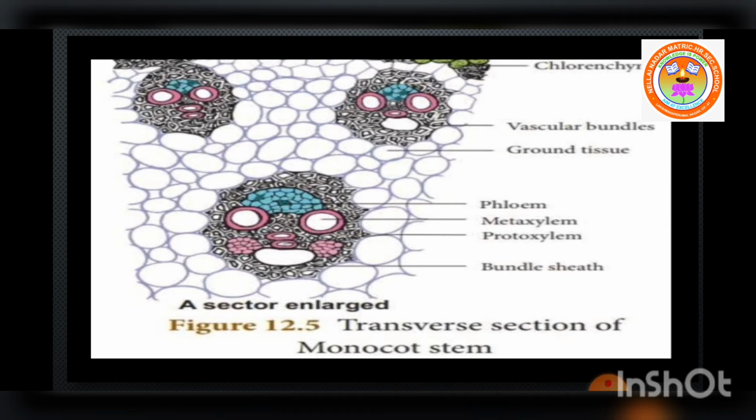In monocot stem, we can see protoxylem lacuna. So what do you mean by protoxylem lacuna? In a mature vascular bundle, the lowest protoxylem disintegrates and forms a cavity. This is known as protoxylem lacuna. So this is about the xylem of monocot stem.